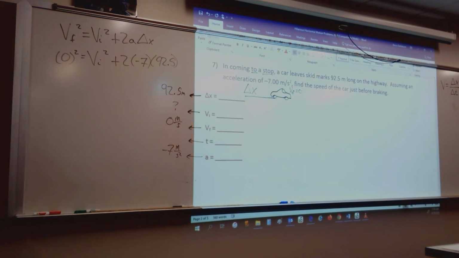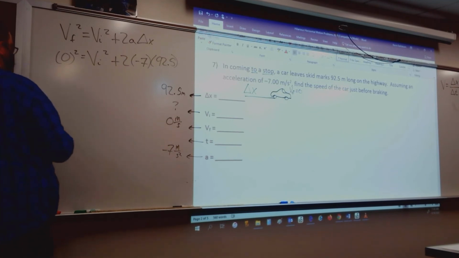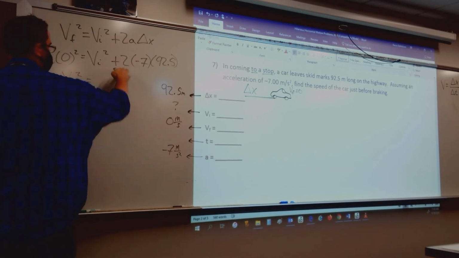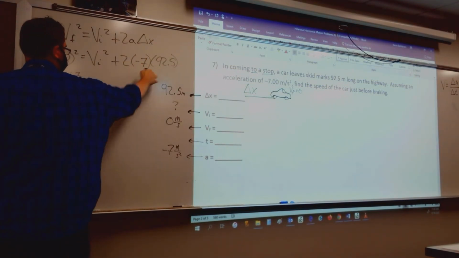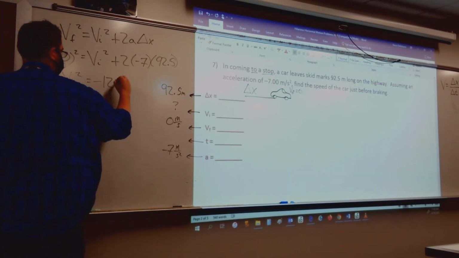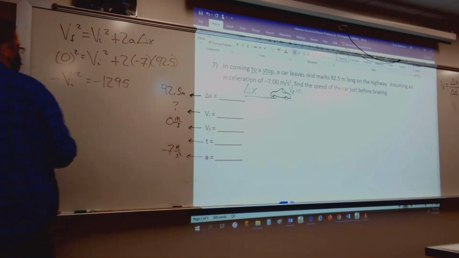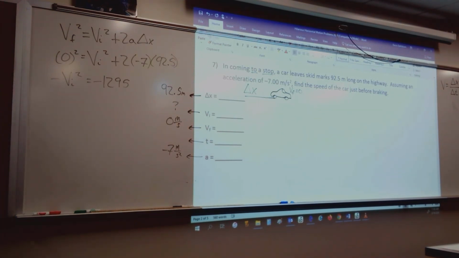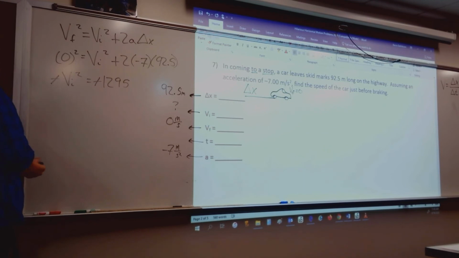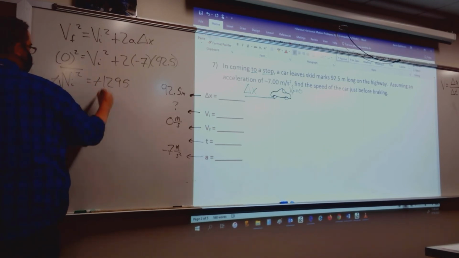Now there's some negatives that we have to take care of here. You can do this a couple different ways. I'm going to subtract Vi over here and have negative Vi squared. What's 2 times negative 7 times 92.5? Negative 1,295. Okay, that's what I thought. So there's negatives on both sides. I don't want to square root yet, so I cancel out those negatives. Now that I've done that, I can square root.